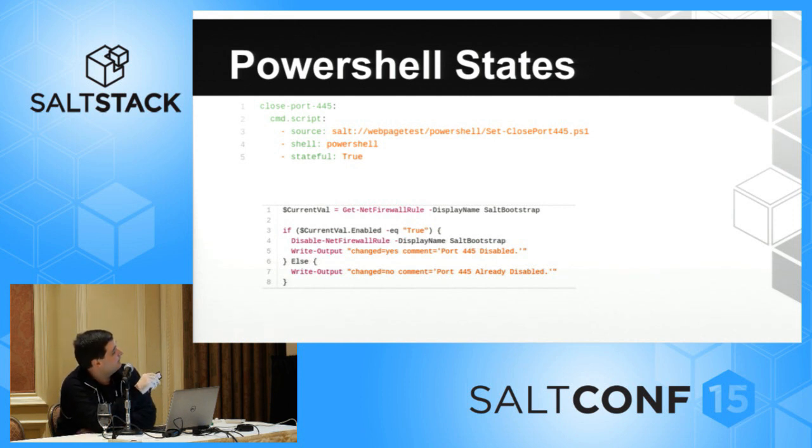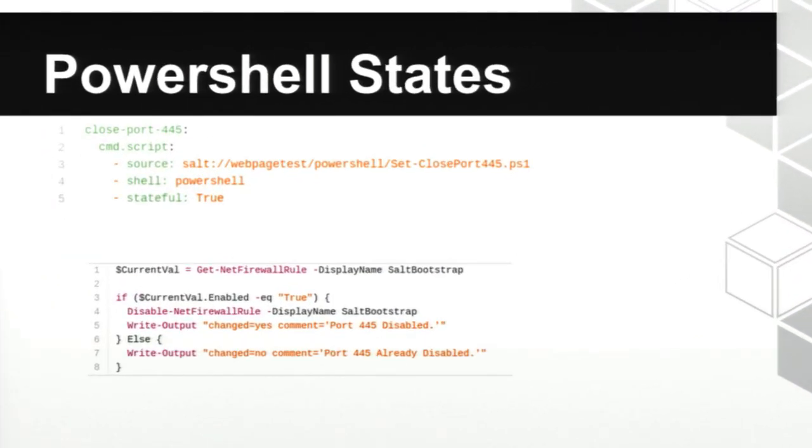So the basic component here is essentially, this is how we're doing PowerShell states. Your ID that is descriptive and tells you what this PowerShell is supposed to be doing. The module you're going to run is command.script. So the module is command, the script is your function. You pull your PowerShell script itself off of the master. You specify PowerShell as the shell type. And then I'm also using stateful equals true here.